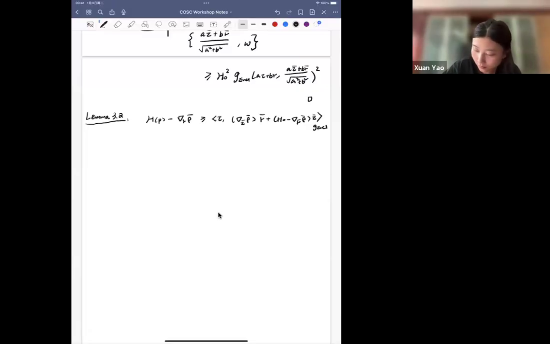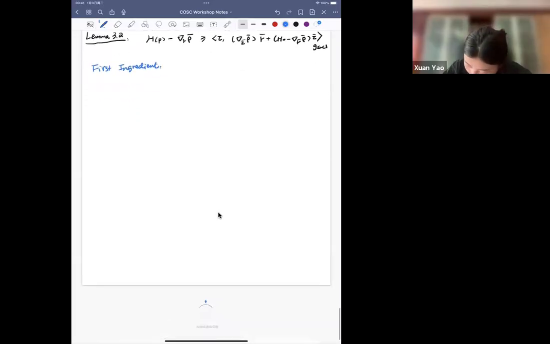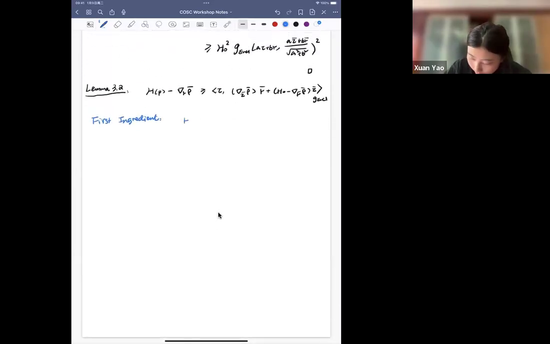Okay, so to prove this lemma, we need two ingredients. Okay, the first, the gradient is h naught minus this.